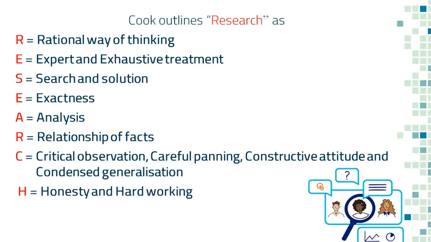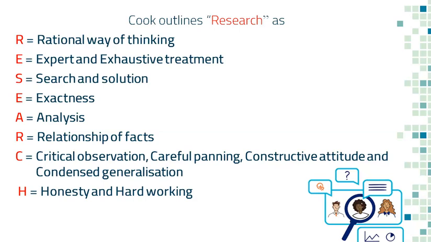He sees the word research as an acronym, each letter of the word standing for a particular aspect, as given below. For example: R, rational way of thinking; E, expert and exhaustive treatment; S, search and solution; E, exactness; A, analysis; R, relationship of facts; C, critical observation, careful planning, constructive attitude, and condensed generalization; H, honesty and hard work.